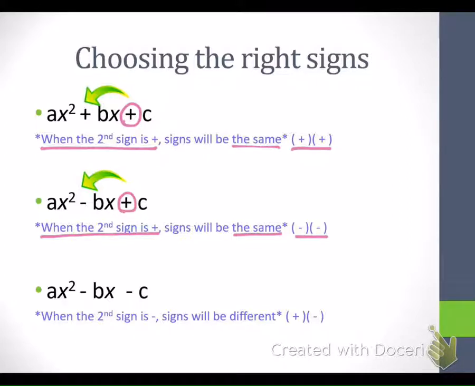Now last, we have ax squared minus bx minus c. When the second sign is negative. So we've got something new to highlight. When the second sign is negative. And if we look at this example, clearly the second sign is negative. If the second sign is negative, the signs will be different. So highlight different and then look at the example I gave you. One binomial has a plus sign and one binomial has a minus sign.